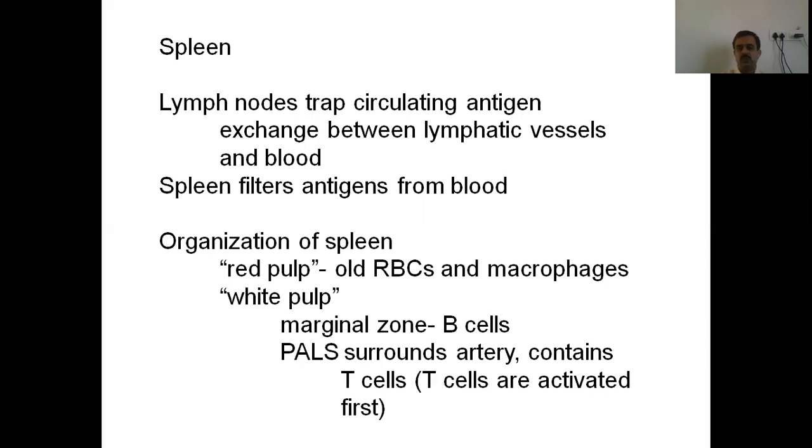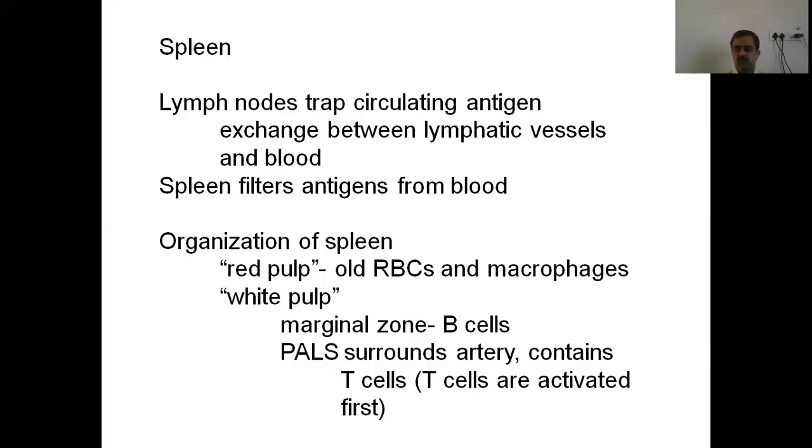Now, spleen. Lymph nodes trap circulating antigen, with exchange between lymphatic vessels and blood. Spleen filters antigen from the blood. So, blood is said to be one of the best media to work in this particular fashion. But when the lymph nodes are inside the spleen itself, the lymph nodes will help to track that particular antigen. Now, where will the antigen be? Inside the bloodstream.